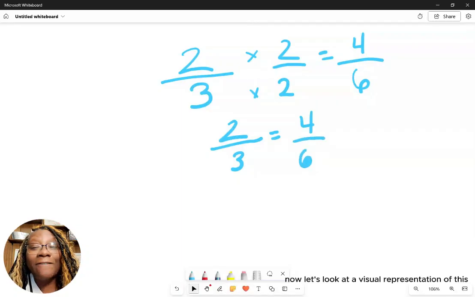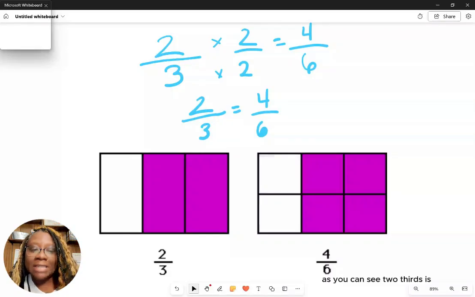Now let's look at a visual representation of this. As you can see, 2/3 is in fact equal to 4/6. Even though they are two different fractions, they look different, they have the same value or are equal in size.